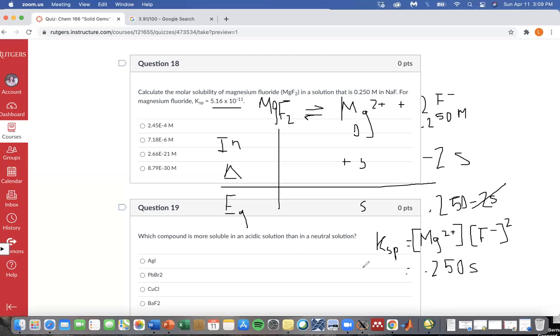For this one, our KSP is 5.16 times 10 to the negative 11. And so our S value is going to be 5.16 times 10 to the negative 11 divided by 0.250. And so we get 2.06 times 10 to the negative 10th as your S value here.